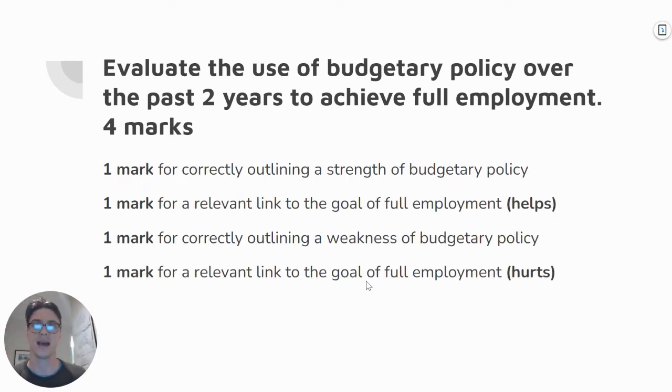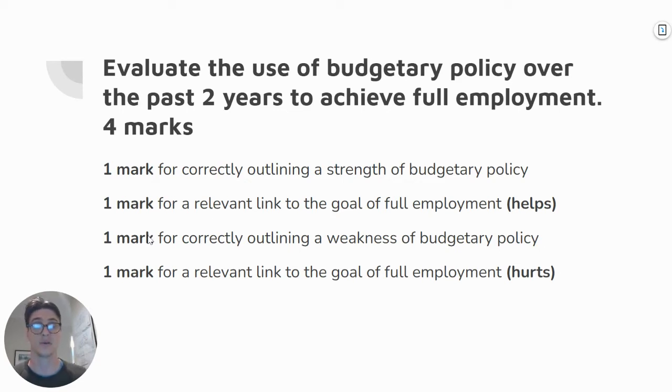Firstly, we obviously have to outline the strength of budgetary policy. Remember, evaluate means to look at the two sides, the strengths and the weaknesses. So we firstly have to outline the strength of budgetary policy. And what we need to do is evaluate its use in achieving full employment. So we have to make a relevant link to the goal of full employment. We're basically saying how this strength of the budget helps to achieve full employment.